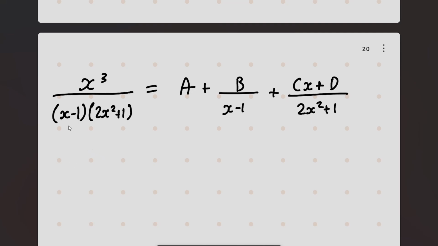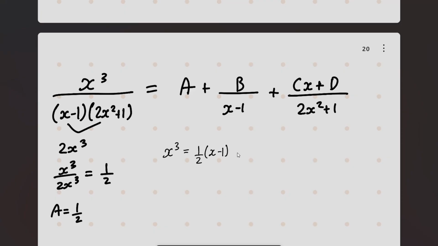Now you're going to multiply these two, you get 2x cubed. X cubed divided by 2x cubed is equal to 1 over 2. Your value of a is equal to 1 over 2. Now we're going to multiply both sides with the denominator of the left hand side, and we're going to have x cubed is equal to a, which is 1 over 2, times x minus 1, 2x squared plus 1, plus b, 2x squared plus 1, plus.